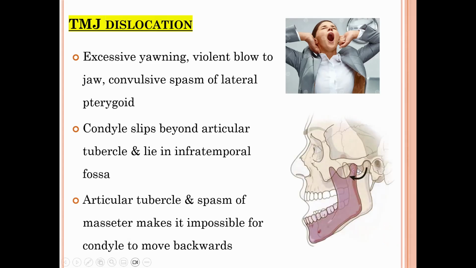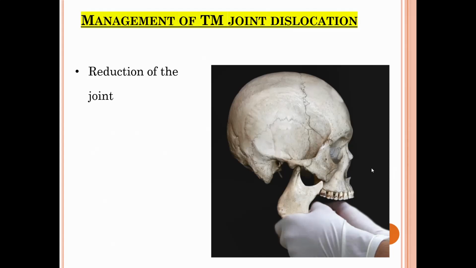You can see here the condyle is normally present here and it is not going behind, it is displaced and coming into the infratemporal fossa. Why is it not going behind? Because of the presence of the articular tubercle and the masseter muscle which is present here, so it does not allow backward movement of the joint in temporomandibular dislocation.